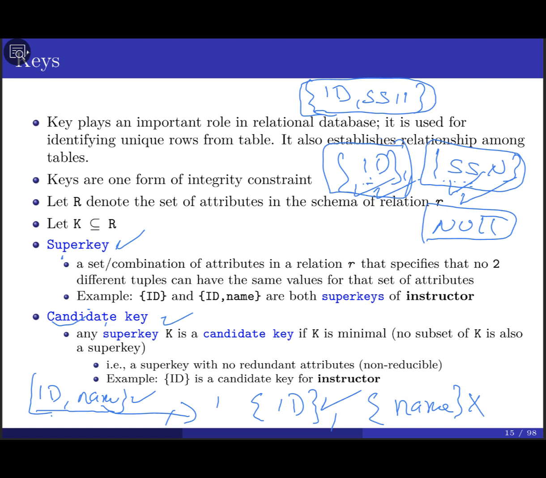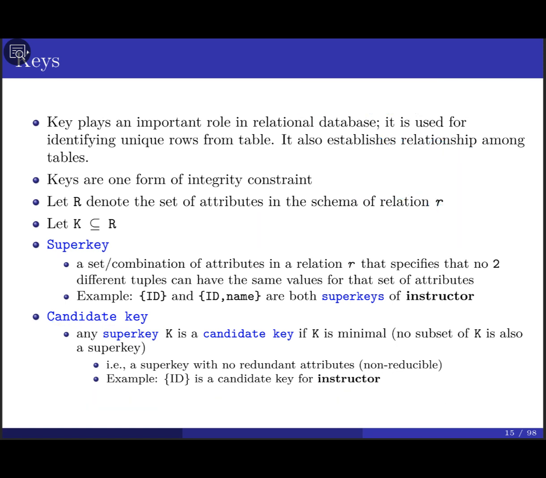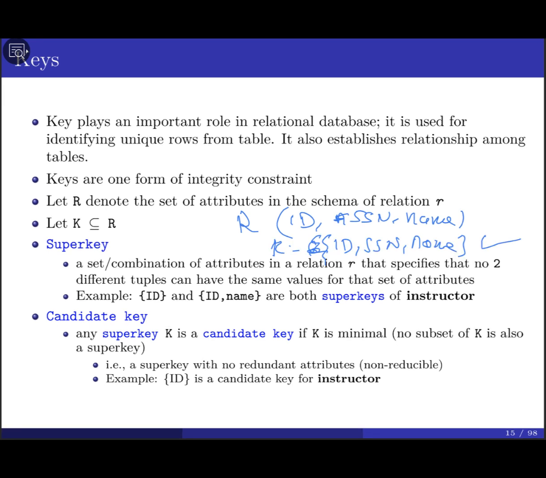Back to this question that you got here. How about the student ID? This is student ID, name, and the other one what? Let's say ID. Let me write this one. The ID and the name, or the social security number and name. Assume this relation R contains all these attributes. So how about K equal to ID, social security number, and name? Is it a super key or not?